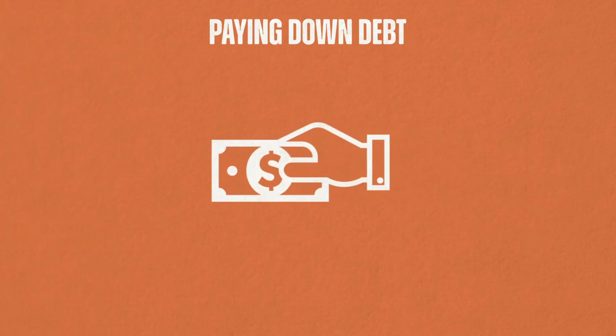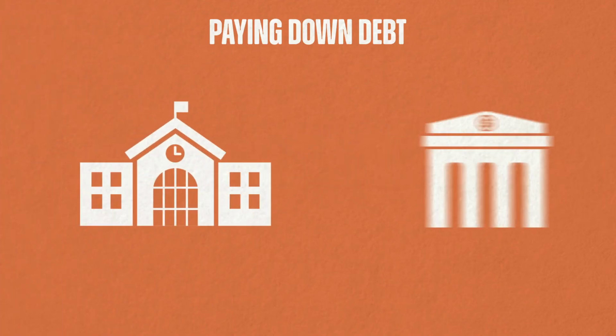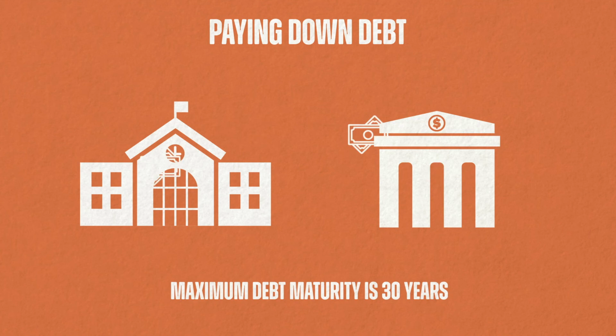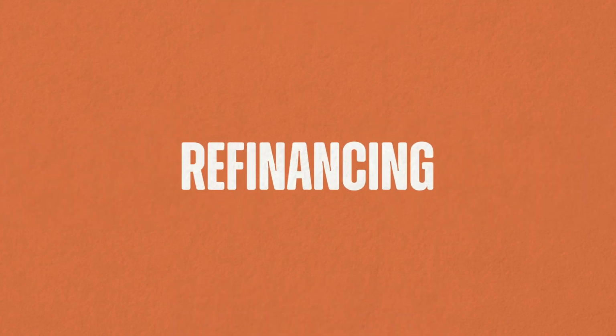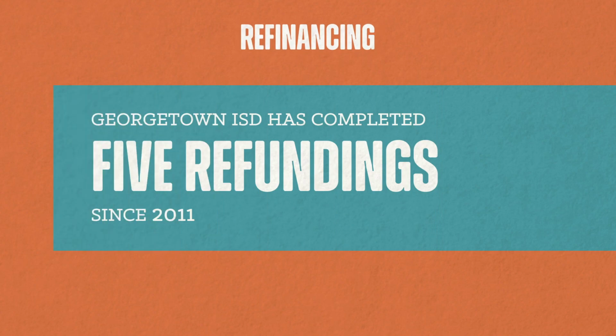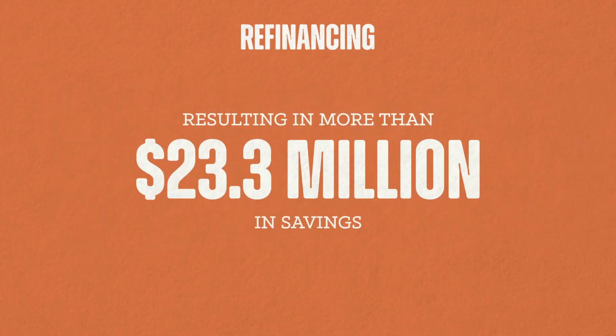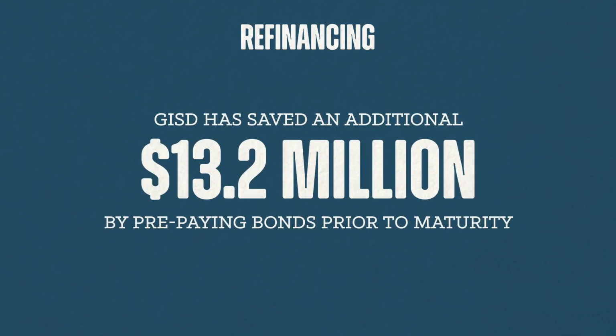Paying down debt. Georgetown ISD has a solid debt repayment plan, with the maximum maturity on debt issued being 30 years. Georgetown ISD has taken advantage of bond refinancing opportunities and has completed 5 refundings since 2011, resulting in more than $23.3 million in savings. The district has saved an additional $13.2 million by prepaying bonds prior to final maturity.